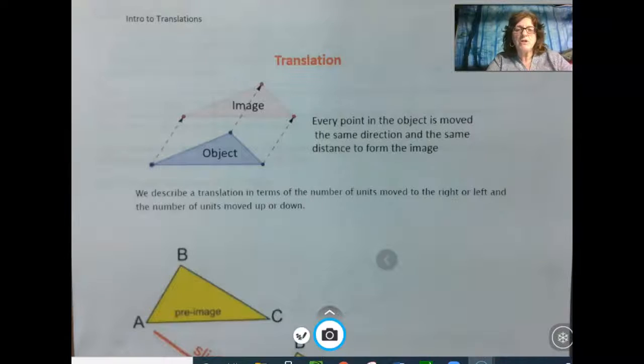Hi everyone, today we're going to talk about translations, which is section 12.2. A translation is a slide. It is an isometry where the pre-image maps to the image. The orientation is exactly the same.